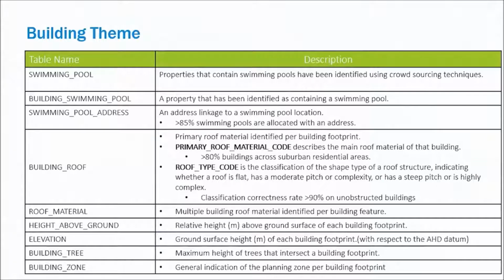As I mentioned before, in the buildings theme, there are 15 spatial tables. I've already mentioned 1 and 2 spatial tables. All the other tables in the data model refer to a layer of the buildings theme.